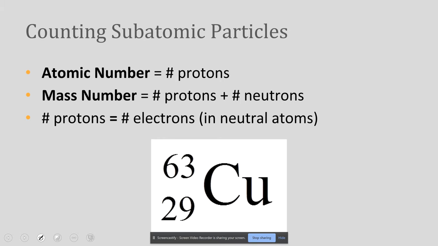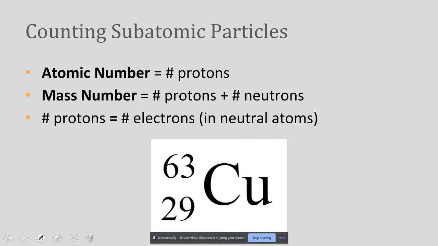So subatomic particles, we already talked about those. We talked about the charges, but why are they important? If you look at different graphics, you should be able to determine the number of subatomic particles that each element has. And I'm going to walk you through how to do that with this first example.